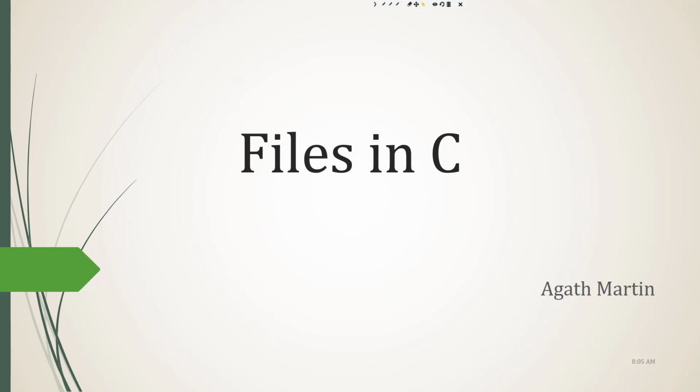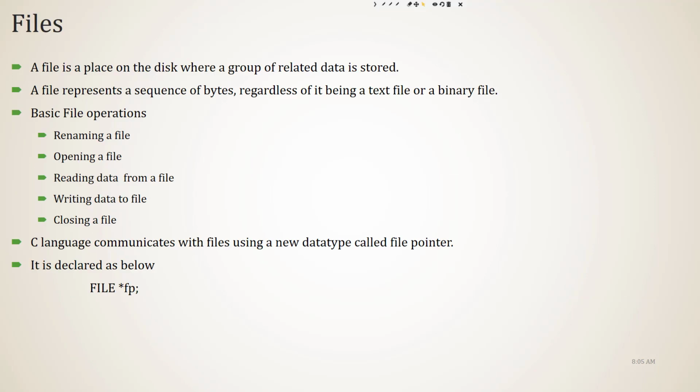So today we are going to discuss files in C. A file is a place on the disk where a group of related data is stored. Here it is about secondary memory. Secondary memory means disk. For example, in our mobile we have RAM and external storage. That external storage comes under the category of disk. In disk we can store some data permanently.